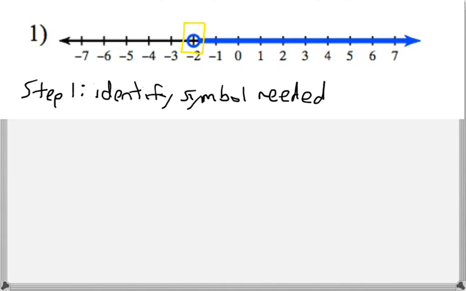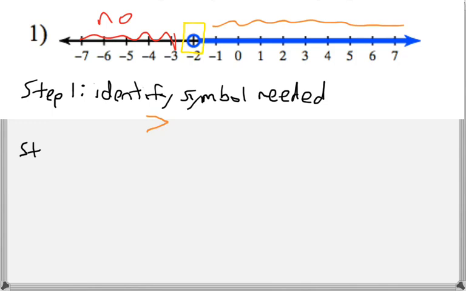Now we need to look at our graph. Do we have anything over here on the left of the graph? No. So we don't want anything less than -2. We want everything over here to the right. All of those numbers are greater than or larger than that -2. So we know we need a greater than symbol. So step one, identify the symbol we need. We need a greater than.